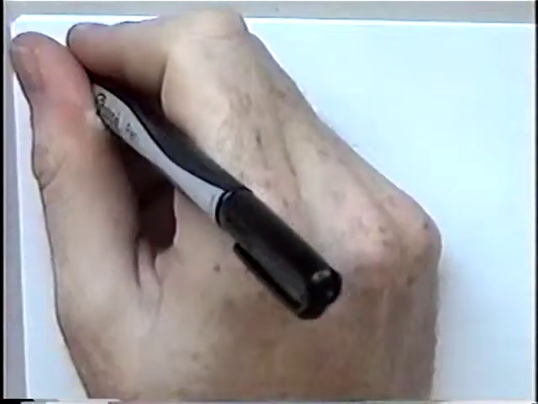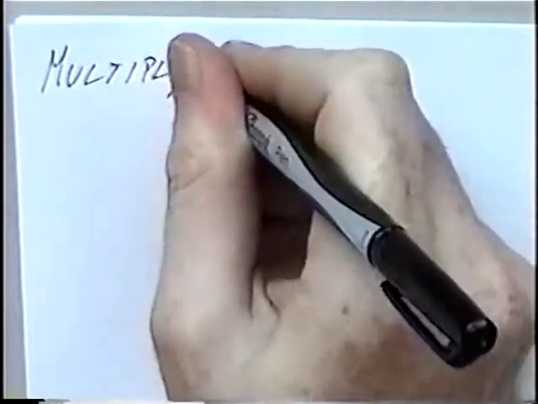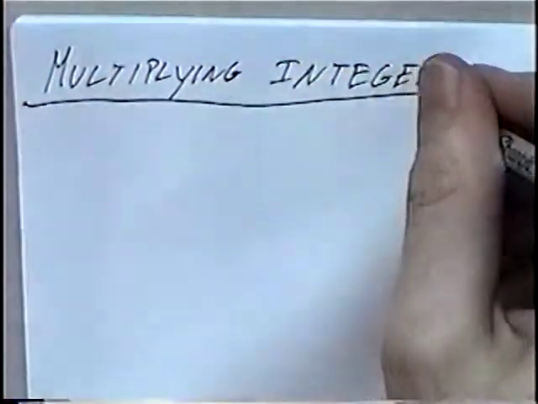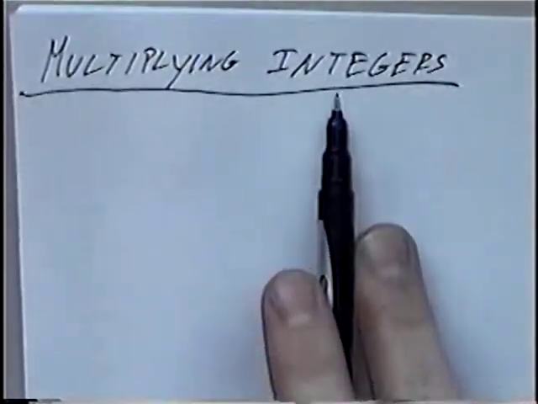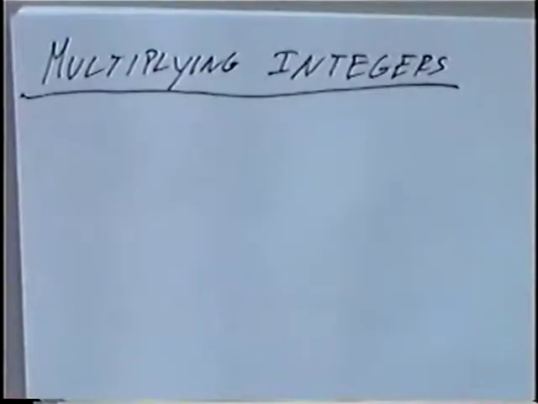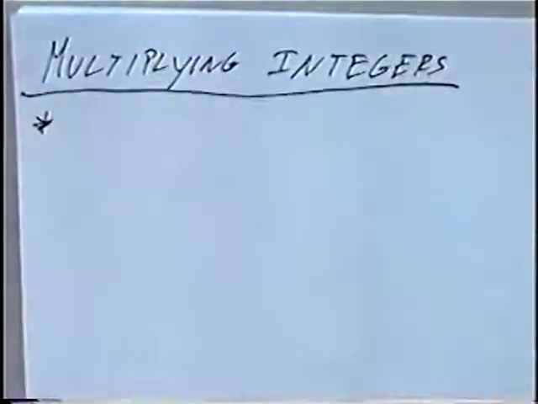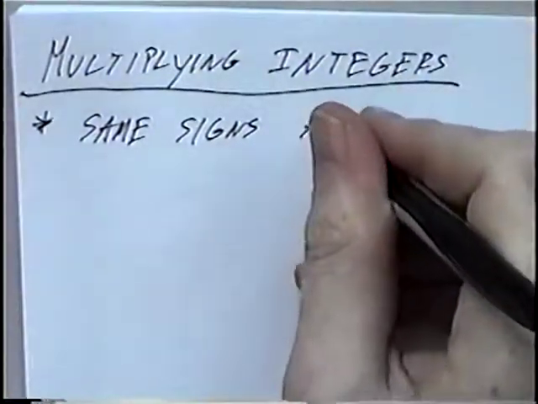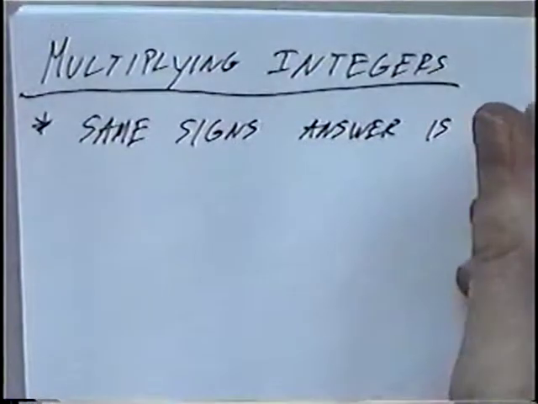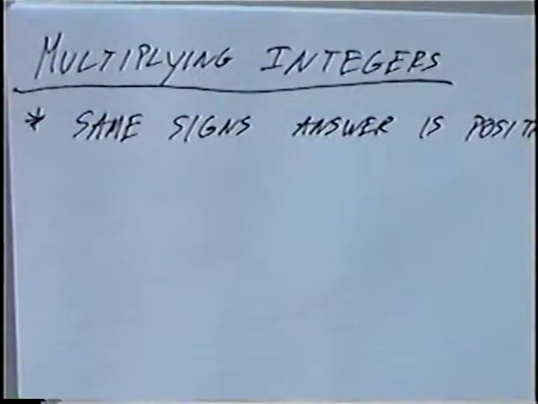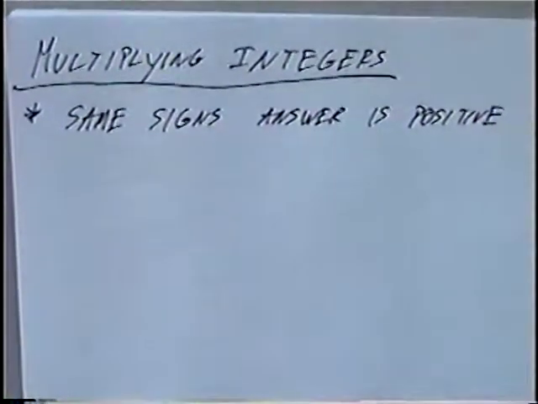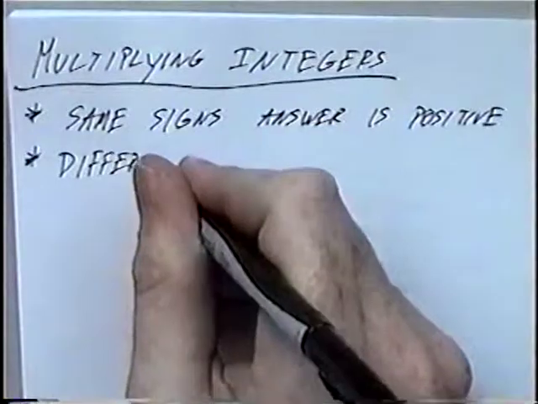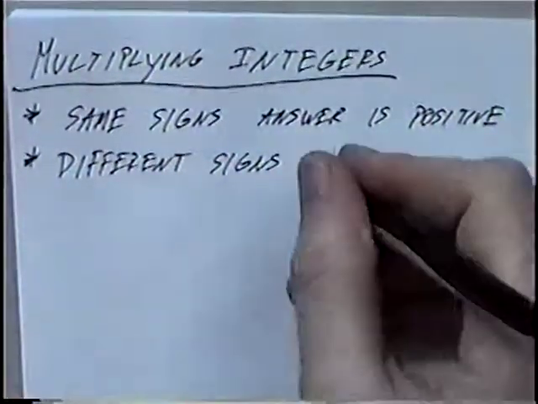Title of the first section today is Multiplying Integers. Again, integers are any positive or negative whole numbers, but they do not include decimals or fractions. Two definitions for this section. First definition, same signs: answer is positive. And the second definition, different signs: answer is negative.